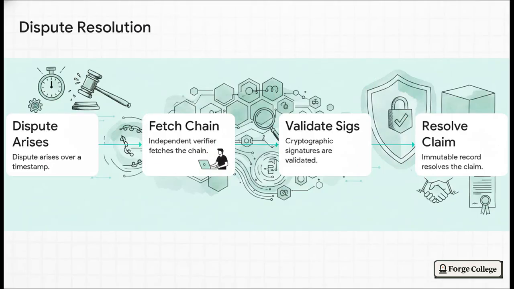So when that dispute hits, how is it actually handled? Well, in a truly decentralized system, you don't have to trust the company's internal logs or hire super expensive auditors to dig through their hard drives. Anyone, literally anyone, can independently fetch the chain, validate the cryptographic signatures, and mathematically prove exactly when that document was notarized. It just radically changes the dynamics of litigation risk and customer trust.